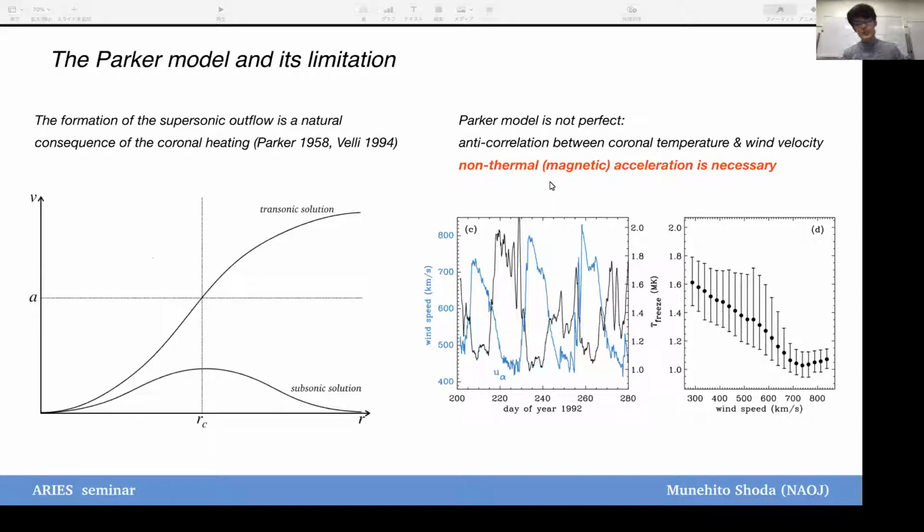So it means that we need a kind of non-thermal acceleration mechanism, an acceleration without the pressure gradient force. And because the plasma beta in the corona is low, the magnetic field is likely to play a role in the solar wind acceleration, in addition to the pressure gradient acceleration.